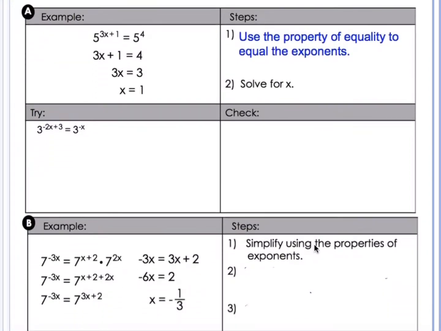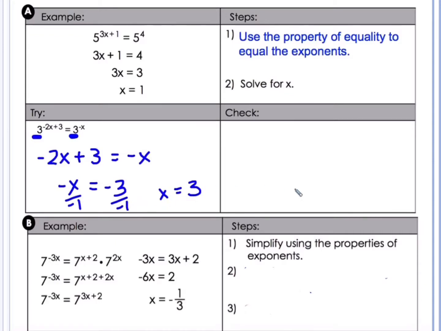And let's try an example. So if we have this equation, we can see that we have the same base, and it is 3. So now I can take the exponent on the left side and equal it to the exponent on the right side. And then from there I'll continue to solve. So I'm going to add the x, so I'll get negative x, subtract 3, I get negative 3, divide by negative 1 to get x equals 3.